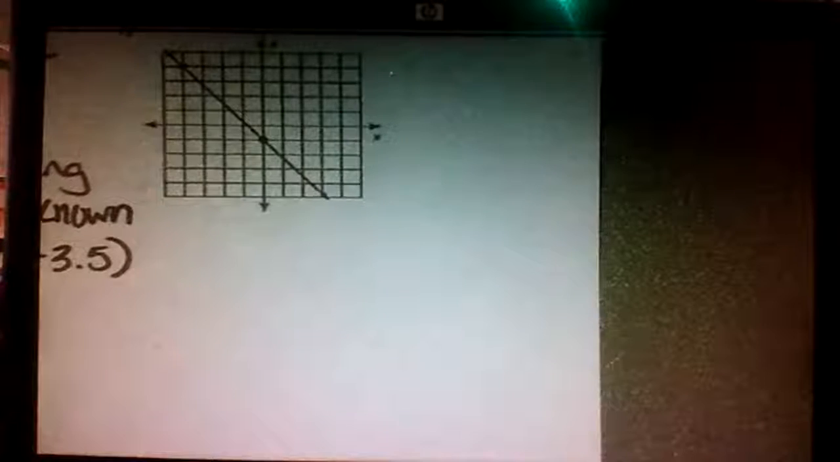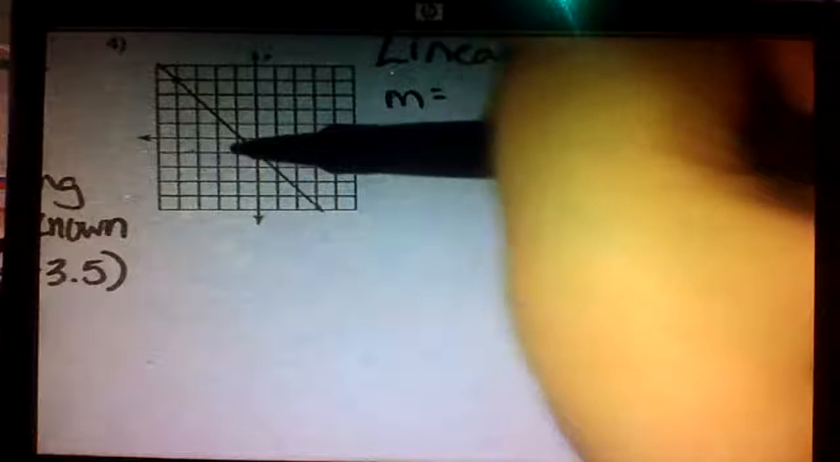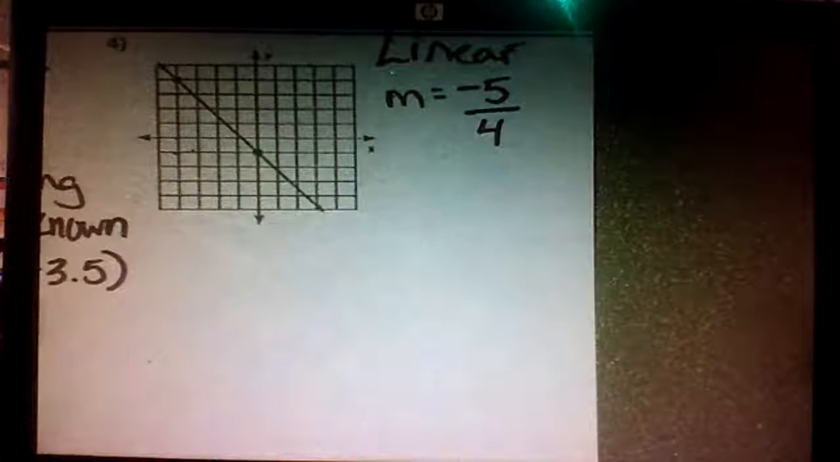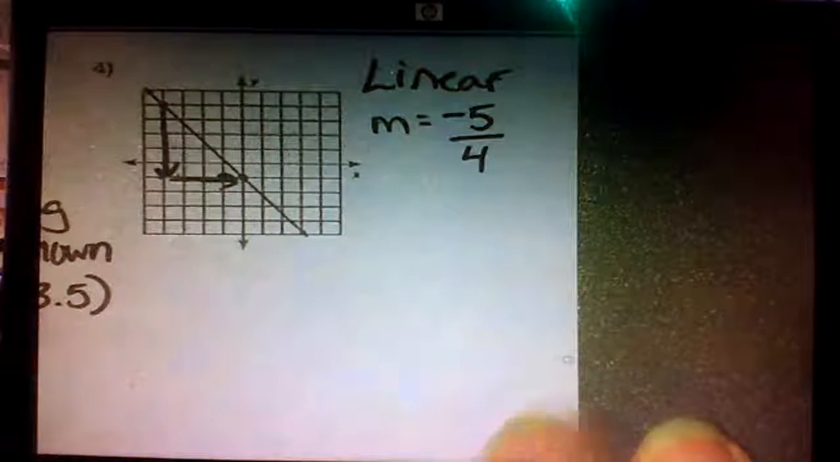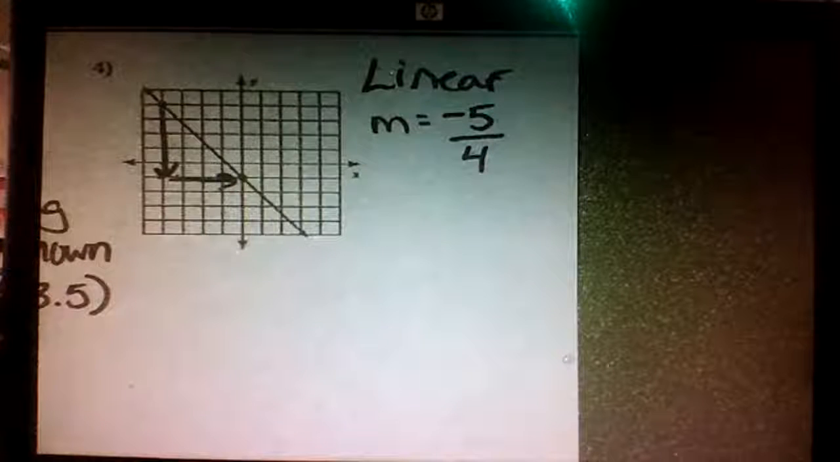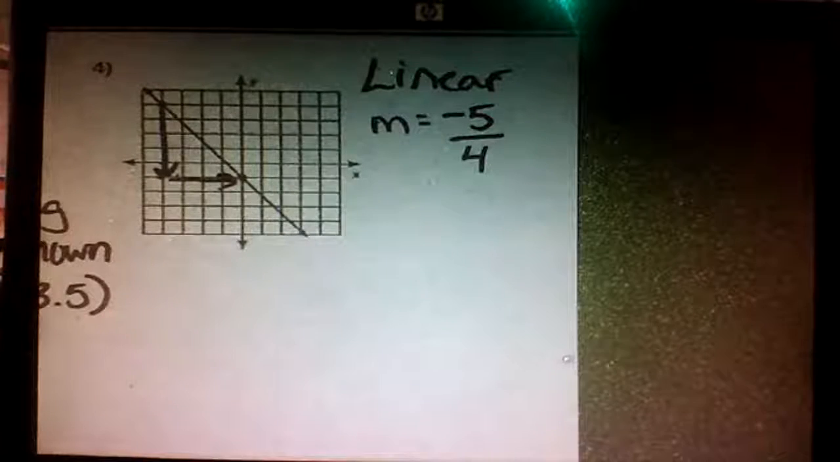Last one. Linear. My slope this time is 5 over, what'd you say? 4. Okay. To get from my leftmost point, we go down by 5 and I go to the right by 4. So -5/4. So what's that tell me about my line? It's negative, which means it's decreasing.